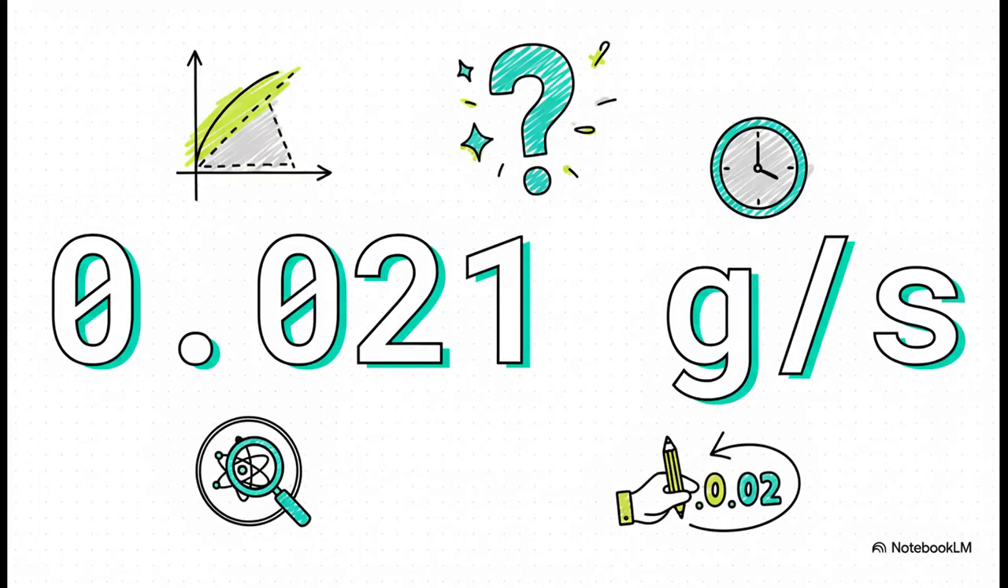So once you've calculated your gradient, your change in y divided by your change in x, and rounded it, you should get an answer somewhere around 0.021 grams per second. Now don't panic if your answer is slightly different. The mark scheme allows a range because everyone's tangent will be slightly different. The important thing is that your calculation is correct for the tangent you drew, and that you've rounded it correctly.